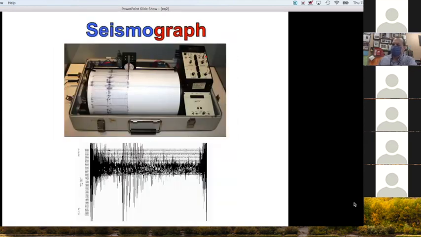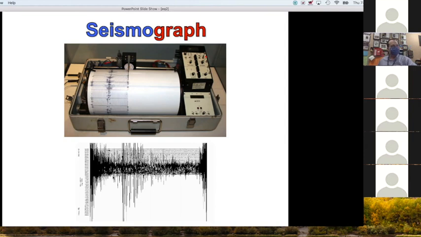Remember that we measure how strong an earthquake is. We call that the magnitude. We measure the magnitude with a machine called a seismograph. And we can put seismographs, they don't have to be very big. We can move them around places if we want to. You can fit a seismograph in a suitcase.